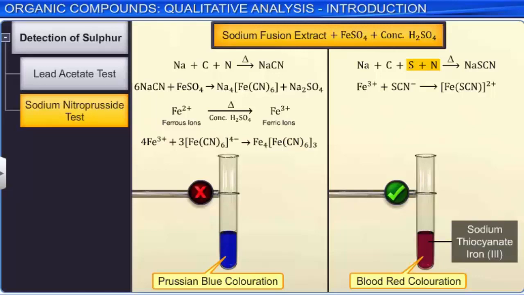To detect the presence of phosphorus, sodium extract is heated with the oxidizing agent sodium peroxide, and then treated with ammonium molybdate. If a yellow precipitate of ammonium phosphomolybdate is formed, it indicates the presence of phosphorus.